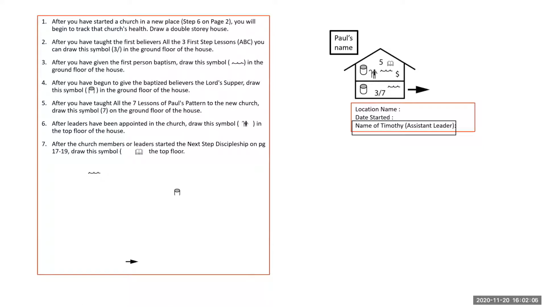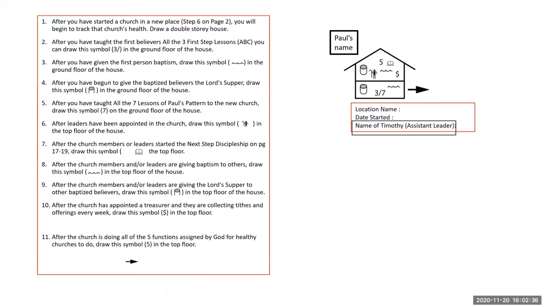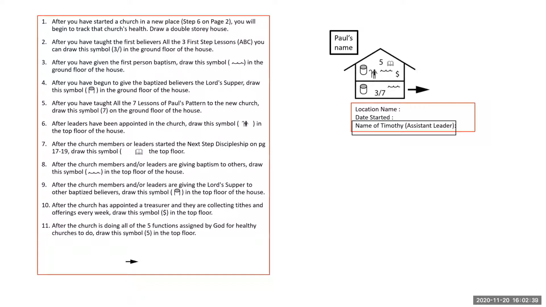And then after this Timothy is empowered to lead the worship using the next step of discipleship, you're going to draw this symbol. After this Timothy is given the power to do baptism, you draw this symbol. After this Timothy is empowered to conduct Holy Communion, you draw this symbol. And after the church has appointed a treasurer, we put down the dollar sign. After the church is doing well, using the 5 functions, we draw these 5 functions. And after the church is going and continues to meet other LD churches, we draw the arrow.